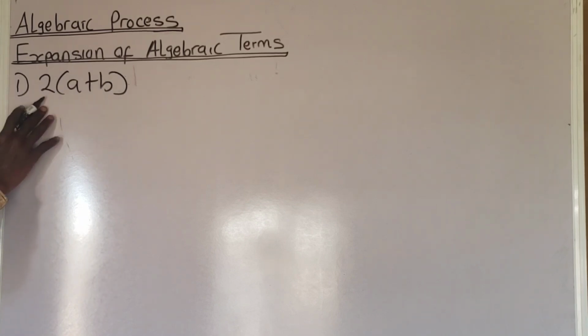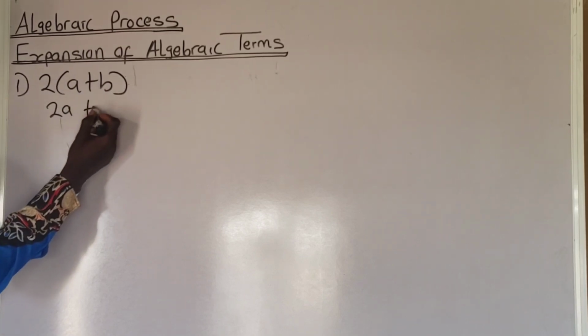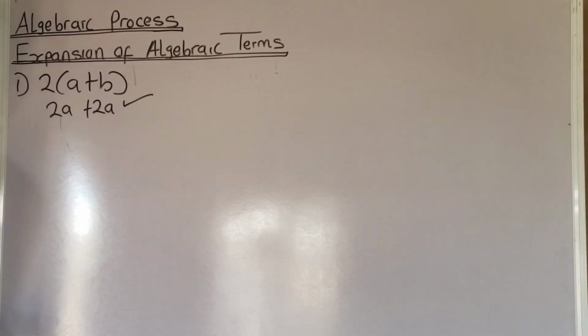Okay? So 2 multiplied by a is what? 2a. And 2 multiplied by plus b is what? Plus 2b. You understand? That is the final answer. Okay? Let's look at question number 2.